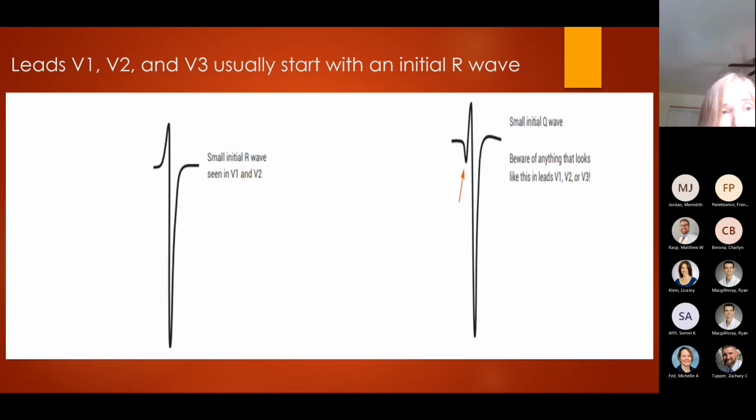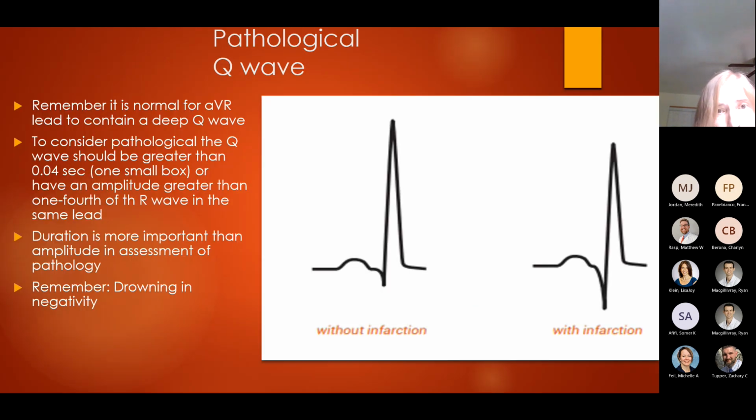So look, leads V1, V2, and V3, they usually start with initial R wave. You shouldn't see a Q wave here. Small initial Q wave, you'll need to look out for MI in those leads, V1, V2, V3. So just remember, with AVR lead, it's normal to have a deep Q wave in that lead.